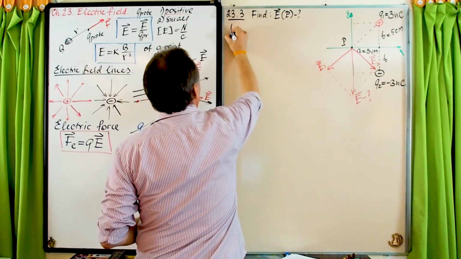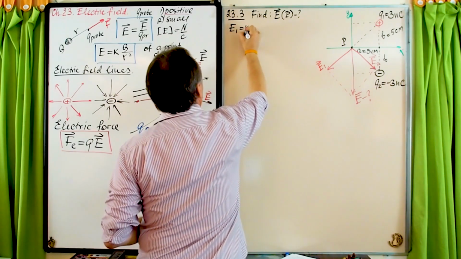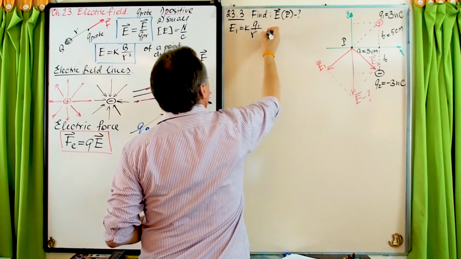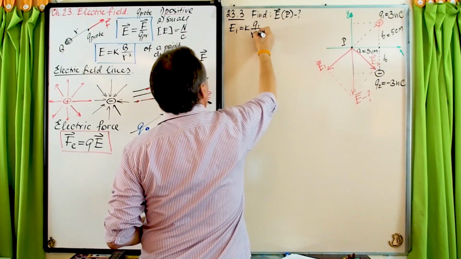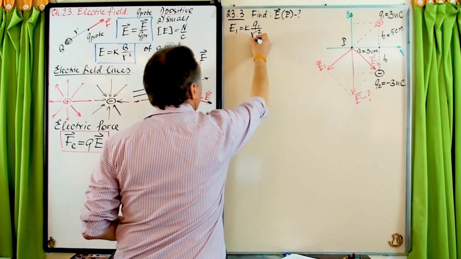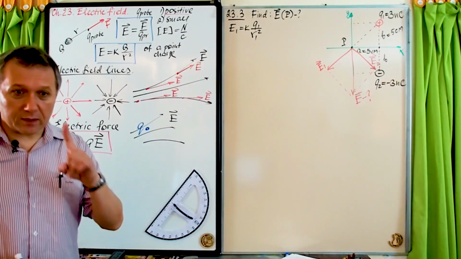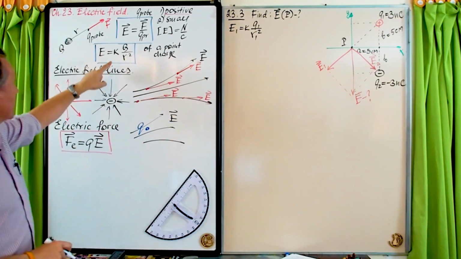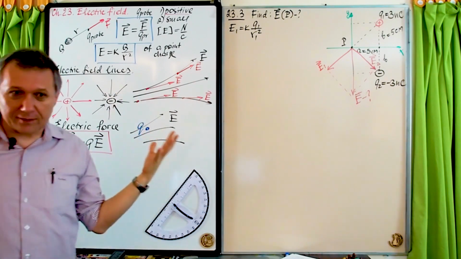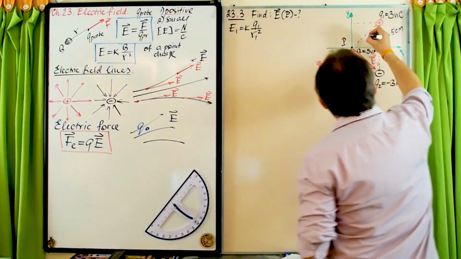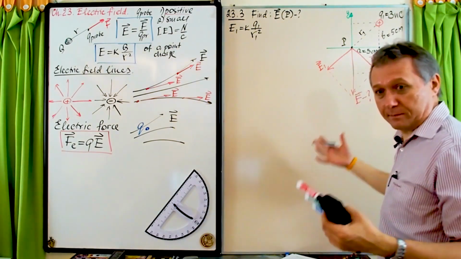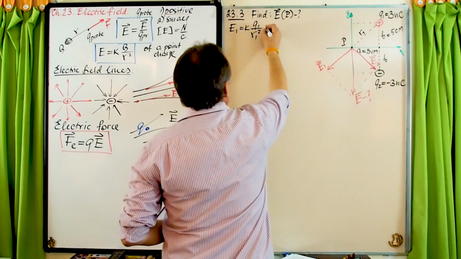So magnitude of E1. E1 will be equal to K Q1 divided by R squared. And R, which way I label it? Let me just label R1. That R is the distance from the source to the point where you want to find the electric field. So in this case, R1 is at this distance, right? From this point to that point. And so we can easily find R1.